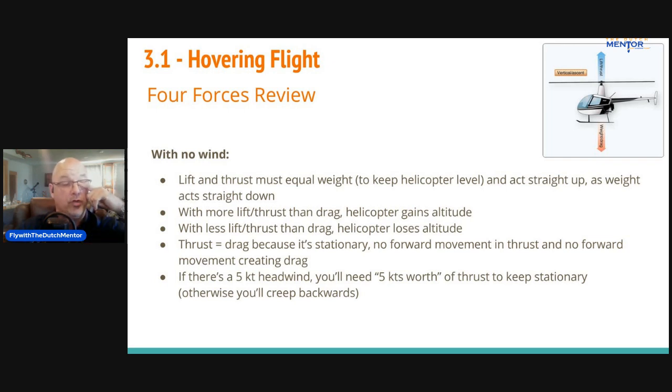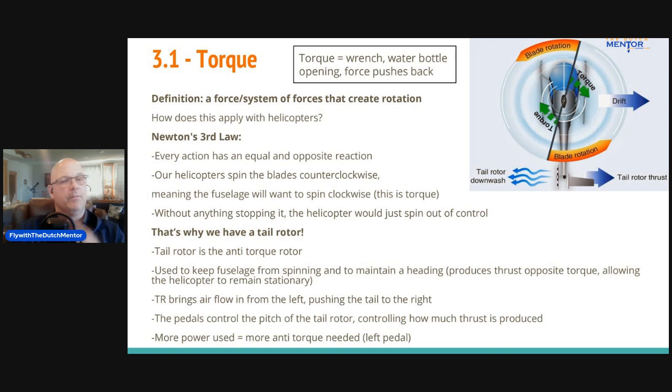So again, the four forces that we have to play with are lift and weight, and thrust and drag. Taking these into account, we have to really think about the torque that is being created by the counterclockwise rotation of the blade itself. That is for American-based helicopters. In Europe, most of the blades will be going clockwise, so everything we say here will be the direct opposite.